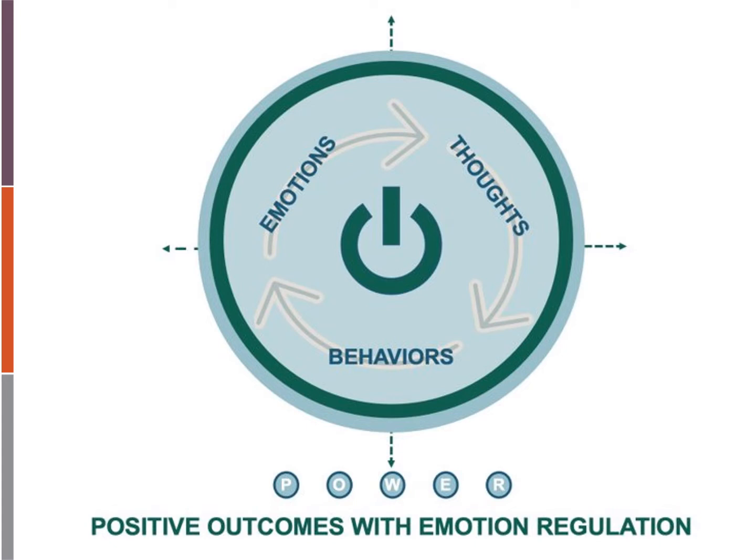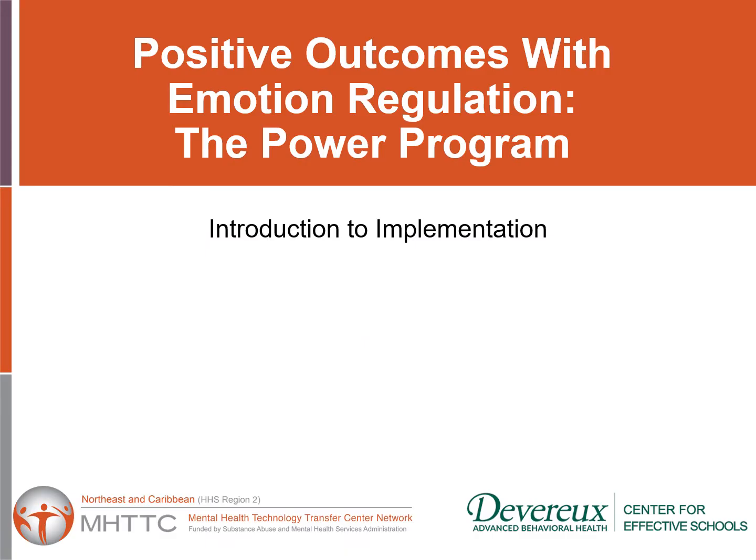This module is a part of the training series for the POWER program, Positive Outcomes with Emotional Regulation. This module in the series is intended as an overview of POWER implementation. It includes key information about running a POWER program group.